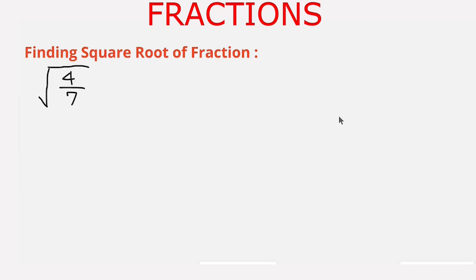Our topic is finding the square root of a fraction. We have to find the square root of 4 upon 7. Now we will learn how to do it fast.